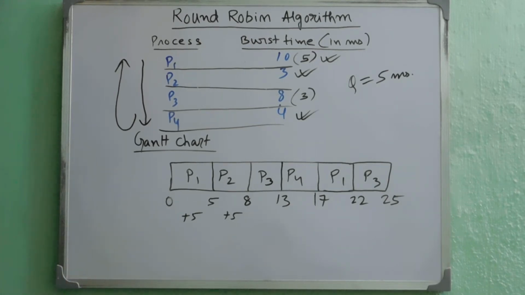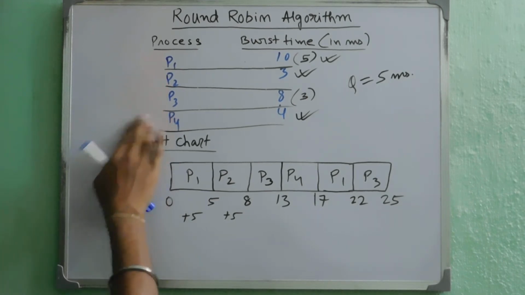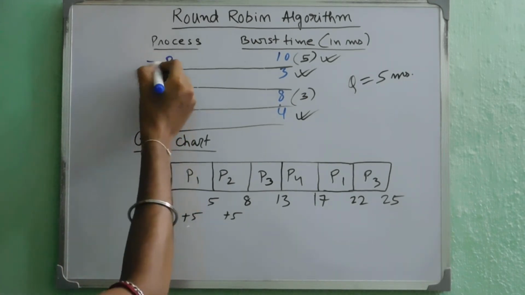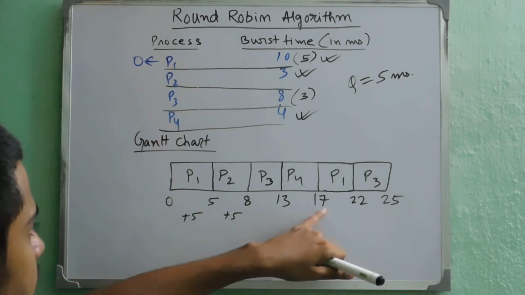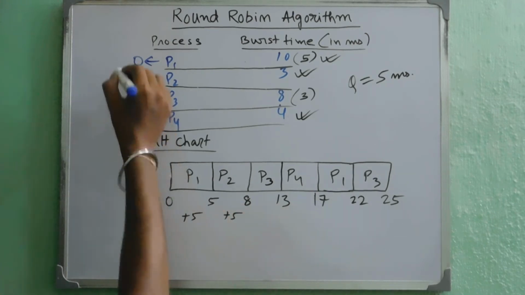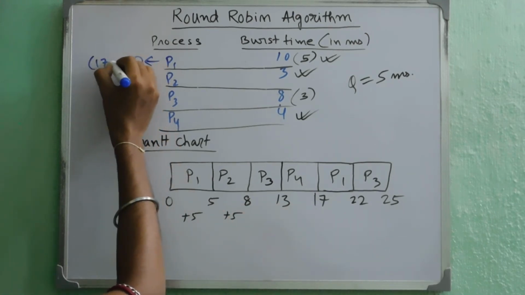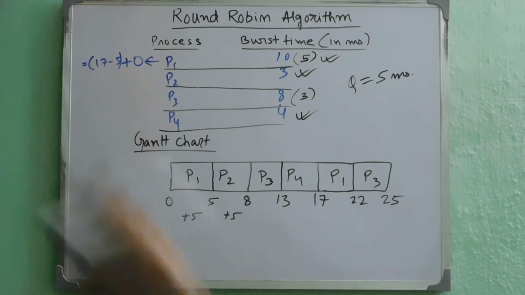Now for P1 the waiting time is 0. Again P1 is getting the CPU at 17. So 17 minus 5, that is equal to 12.